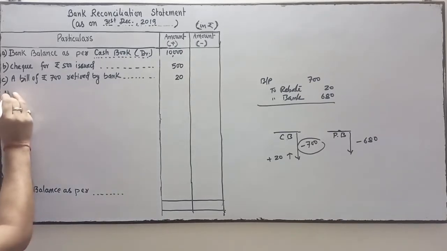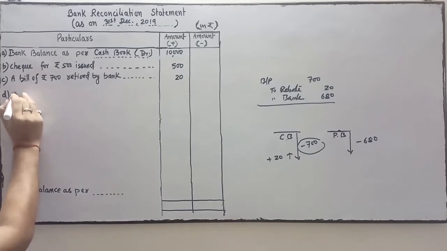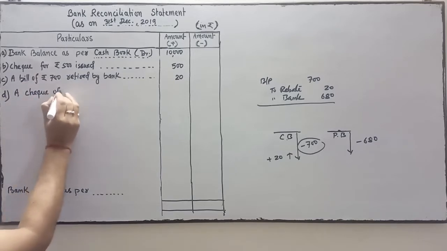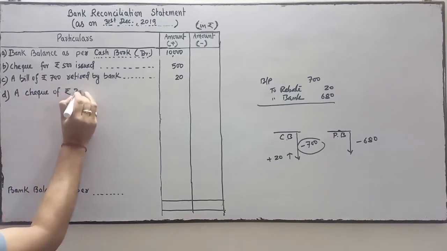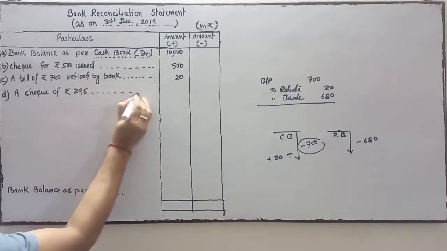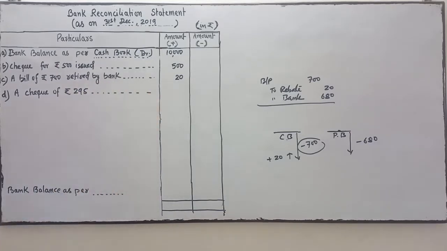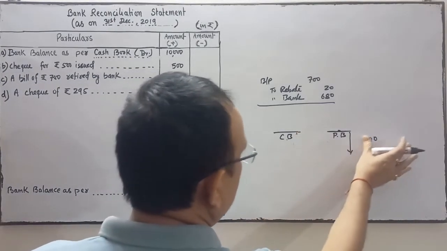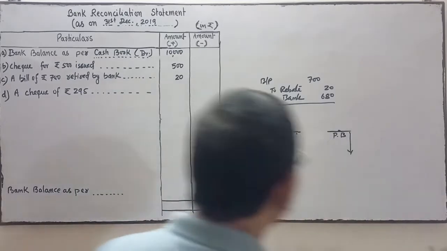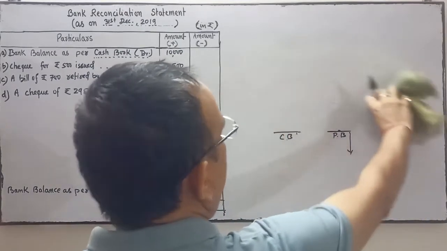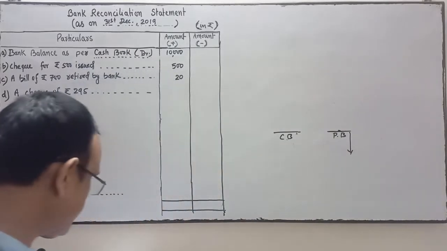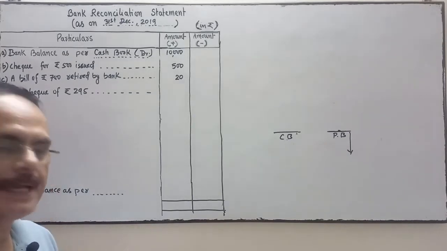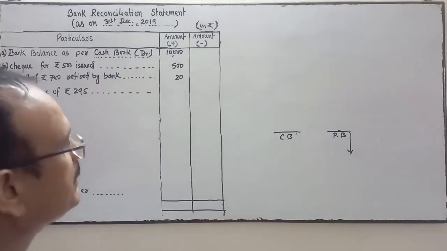Next point is D. D is a check of rupees 295. You write the complete sentence over here. A check of rupees 295 deposited in the bank has been credited. Sorry, a check of rupees 295 deposited in the bank has been dishonored.